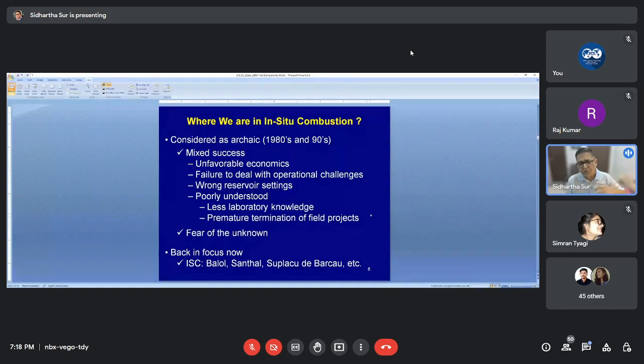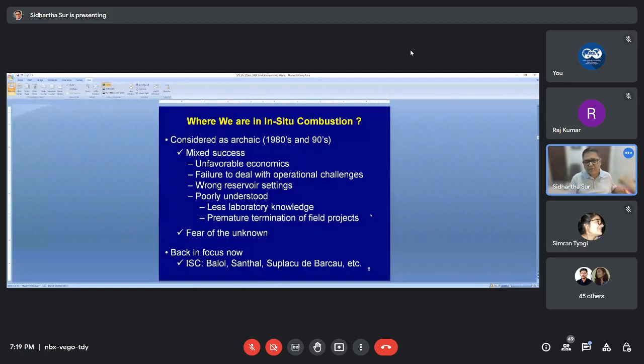And when it came down, many people shut down their projects. Now, there were several operational challenges with this process. So failure to deal with operational challenges was one of the main reasons for this mixed success. Then applying this process in wrong reservoir settings. You cannot expect this process to succeed in all the reservoirs.